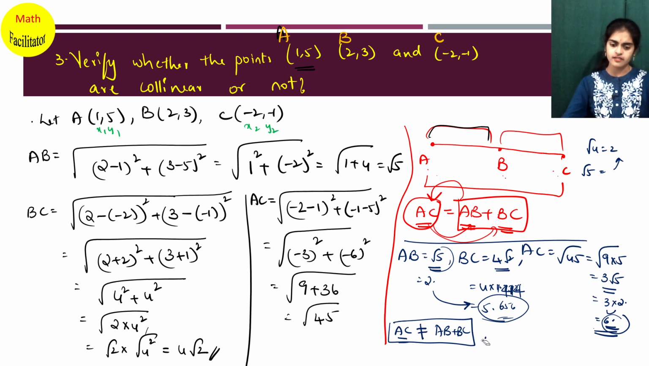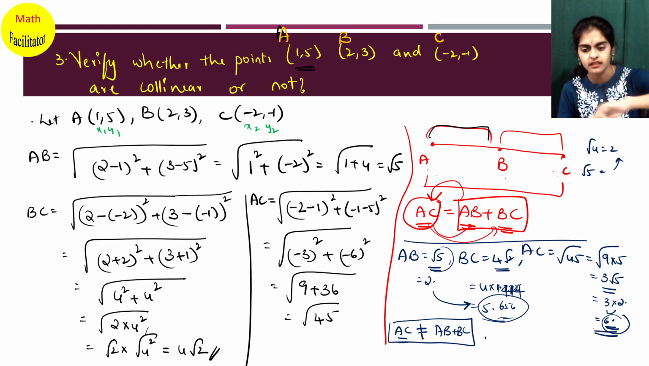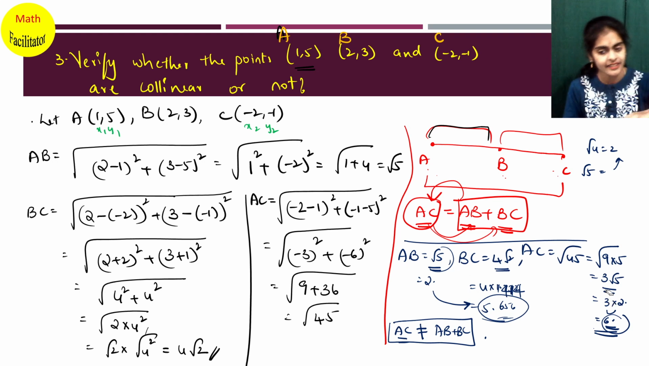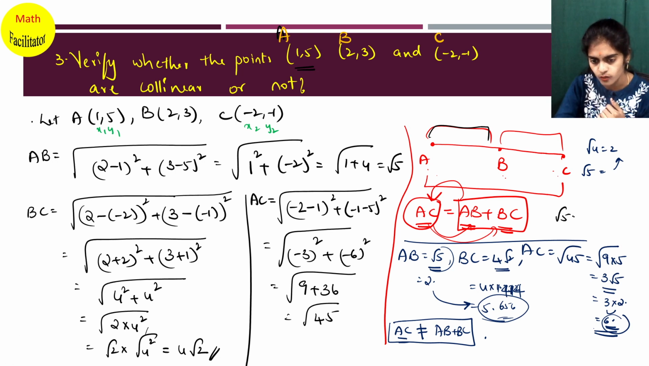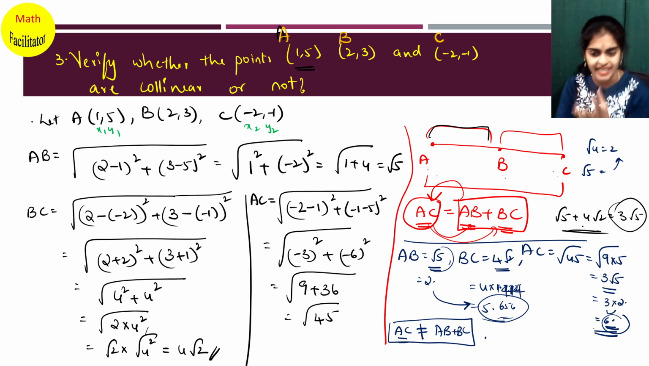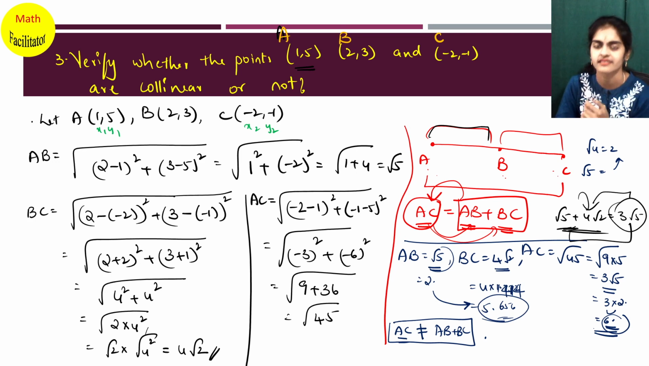Otherwise, by just looking at these values, you can conclude this is 4 root 2, this is 3 root 5, this is root 5. So root 5 is definitely less than 3 root 5. 3 root 5 is a bigger value, and 4 root 2 plus root 5 will never give you 3 root 5, isn't it? You will not get this answer adding these two. Or you can take any two combination. Adding these two, you will not get this. Adding these two also, you will not get this. 3 root 5 plus root 5 is 4 root 5. Do you get 4 root 2?